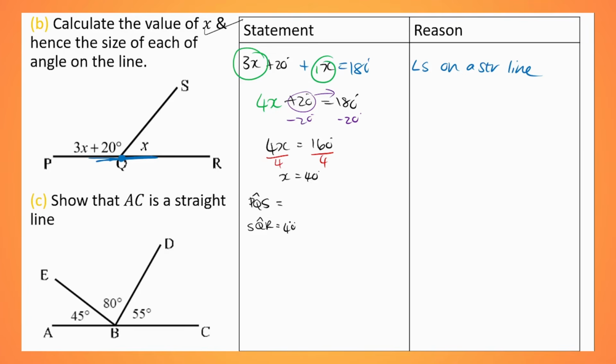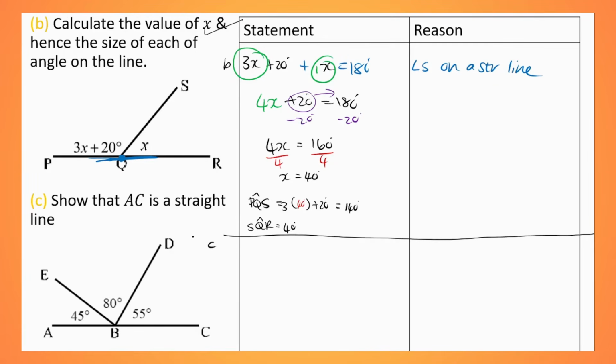But you'll have to do a substitution to find PQS. So it's 3x plus 20. You're going to put the 40 there in x's place. And then we get 140. And you can double check. When you take 140 and you add 40, you get 180. Okay, so we didn't make a mistake along the way. Again, the reason we had the equation here initially is because this was algebra and this was substitution.